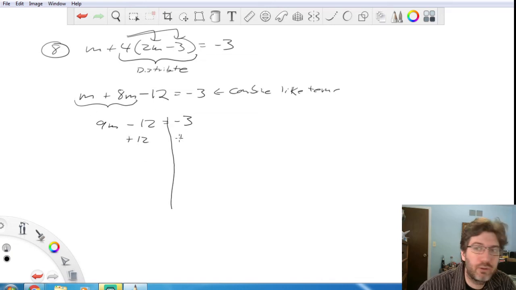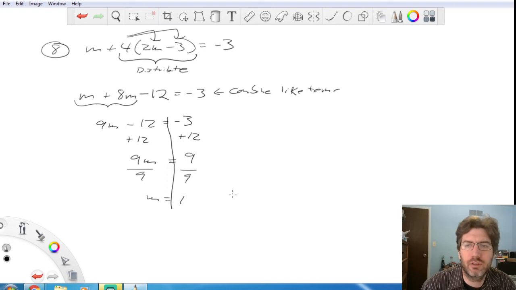Plus 12 on this side, plus 12 on this side. Sorry, that's a -3. In this case, we have a -3 plus 12, and that's going to give you 9. So 9m equals 9. Divide by 9, divide by 9, so m should equal 1 here.